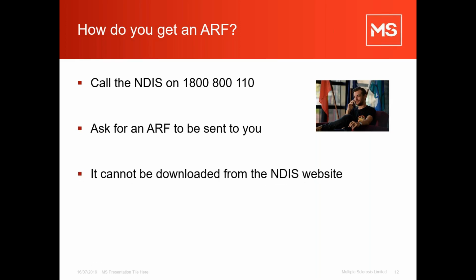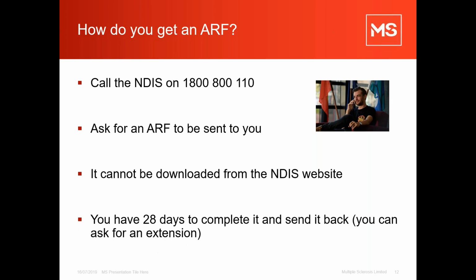It's important to know, don't go looking on the NDIS website because it's not downloadable from their website. Each access request form has an identifier on it, and you can't use a copy, you can't download it. You actually have to either ring or go to an NDIS office to ask for one.